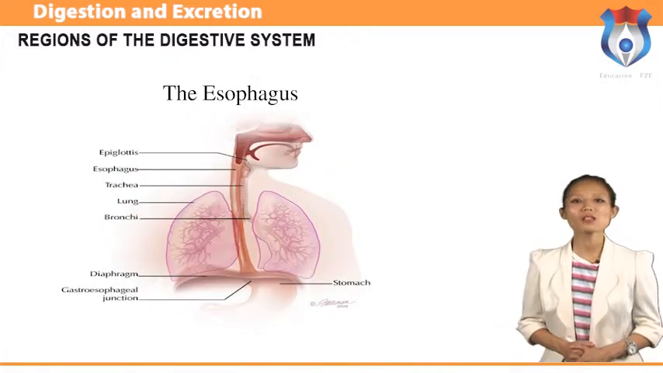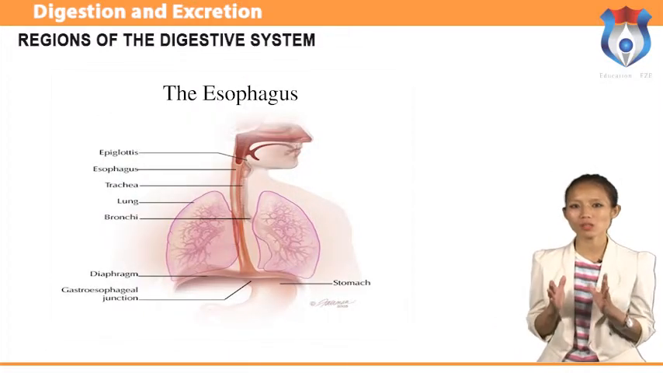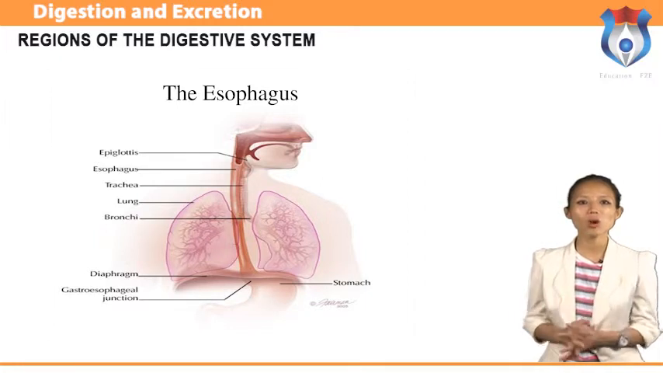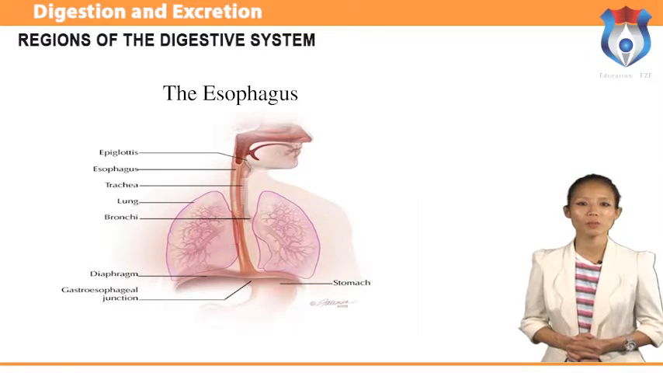Esophagus. The esophagus is a long muscular tube that runs to the stomach. When feed is swallowed, muscles in the esophagus move the food to the rest of the system.